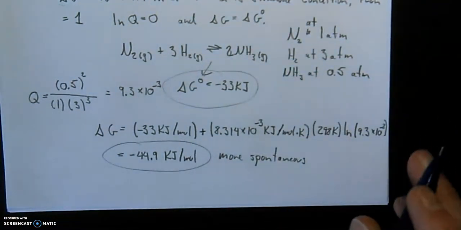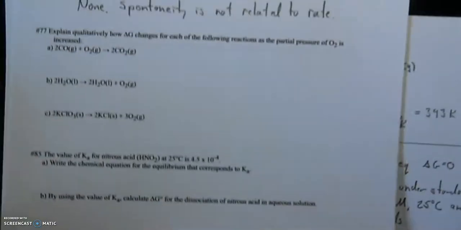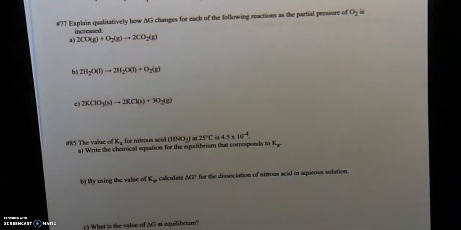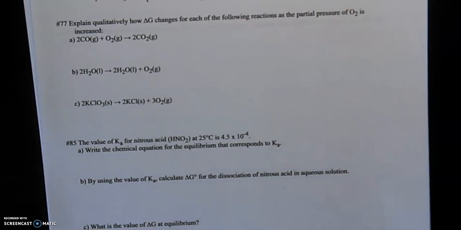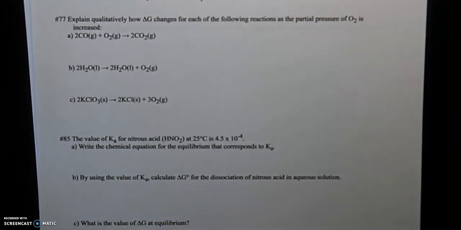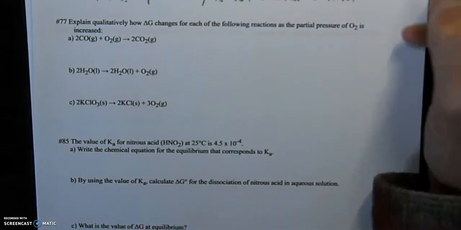Okay, let's do another scenario here. We're going to do a homework problem, so we'll slide this in and look at number 77. The information says, explain qualitatively how delta G changes for each of the following reactions as the partial pressure of oxygen is increased. Again, we can approach this two different ways, and we will. We'll look at it with the equation, and we'll also talk about it with Le Chatelier.